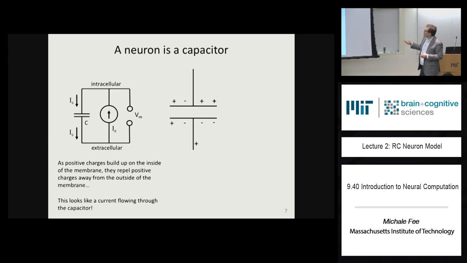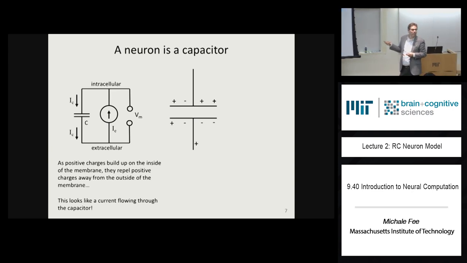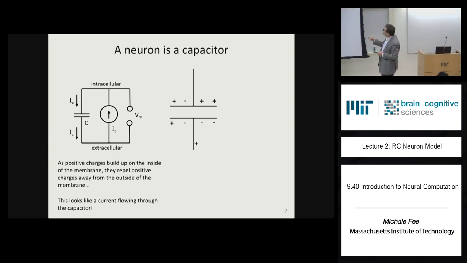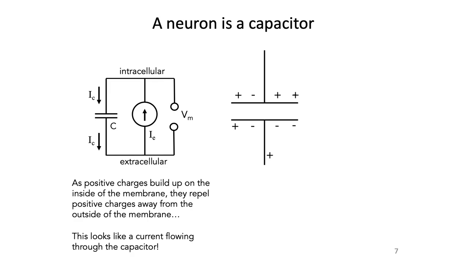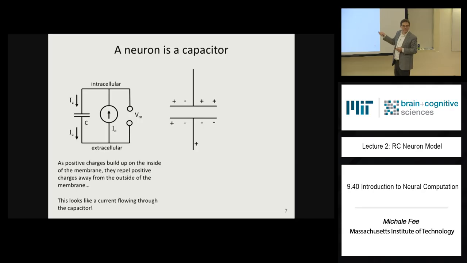Okay, now notice that you have a charge imbalance. You have three positive charges here and only one positive charge here. So there's an excess of two positive charges on the inside. That's because we added a positive charge to the inside and took away a positive charge from the outside, so that leaves a charge imbalance of two.